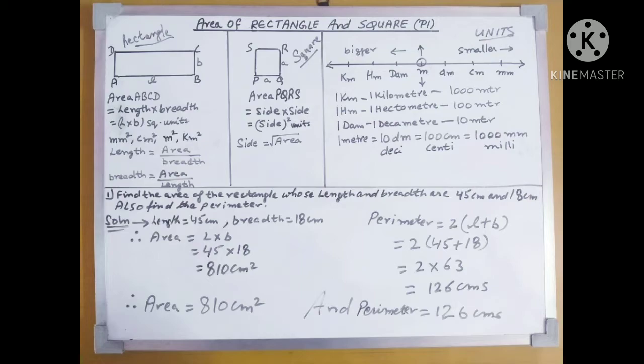Now we also have to find the perimeter. We know the perimeter of a rectangle is twice L plus B, that is 2 into 45 plus 18, that is 2 into 63, which comes out to be 126 centimeters. Therefore, the required perimeter is 126 centimeters. I hope you got it. Now let's see the question number 2.